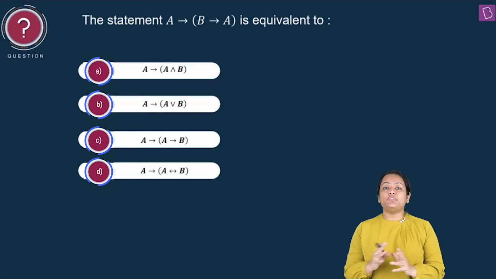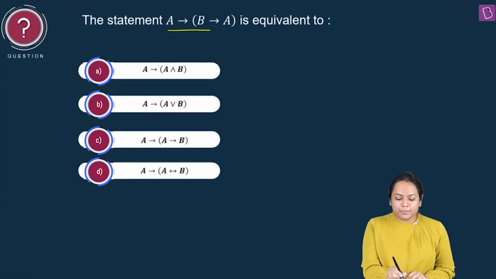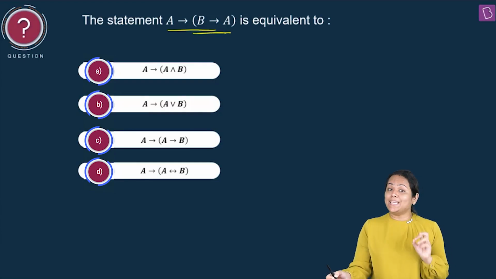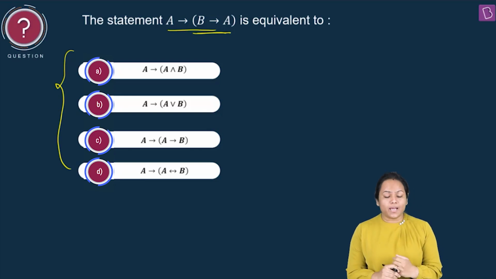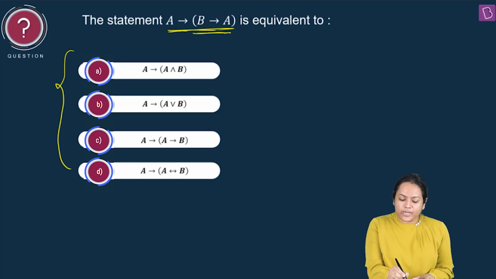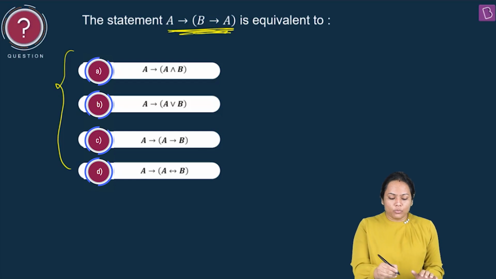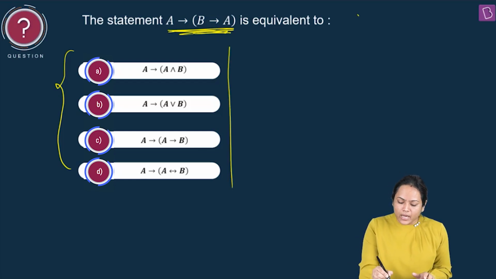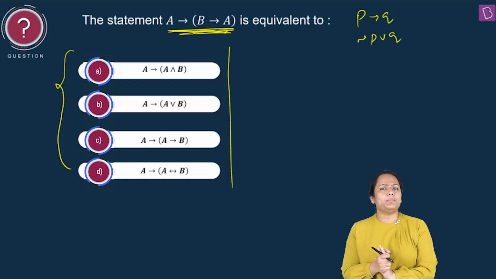Well, this is from mathematical reasoning. They have said the statement A implies B implies A is equivalent to which of these four options? Okay, so that means what I'm going to do over here is I'll first try to simplify this part and then I'll go by options, right? Okay, so we know already that whenever I write P implies Q, this can be written as negation P or Q, right? I hope you remember this part.